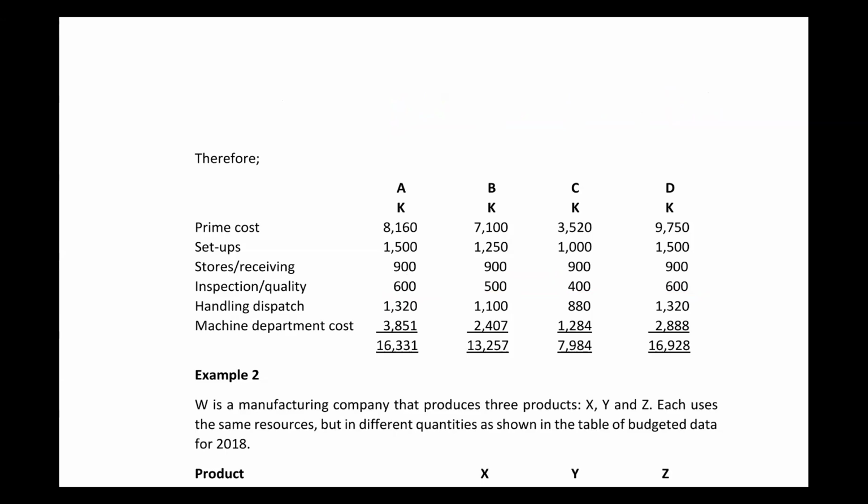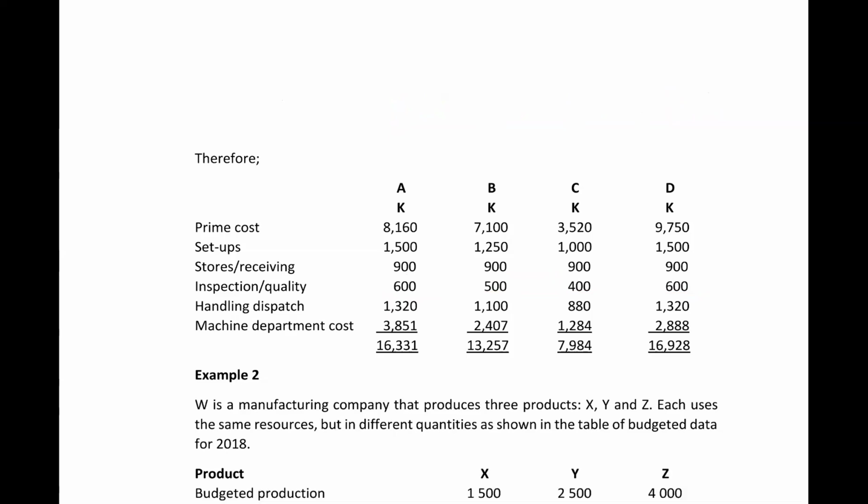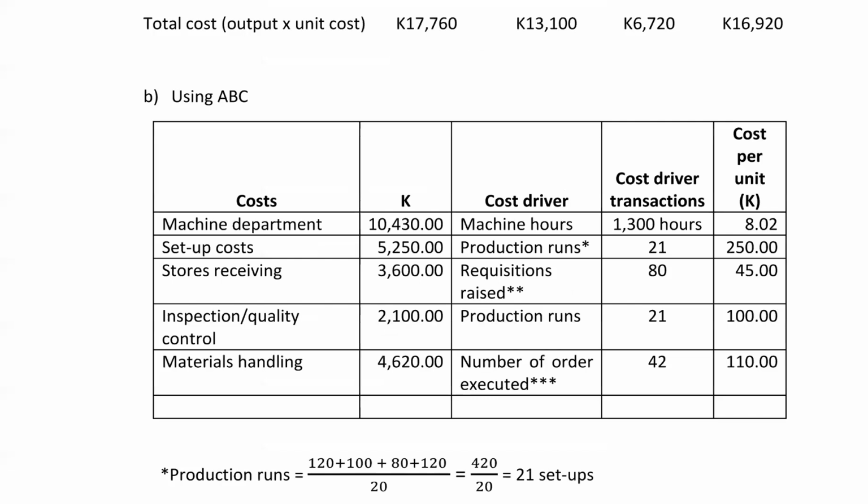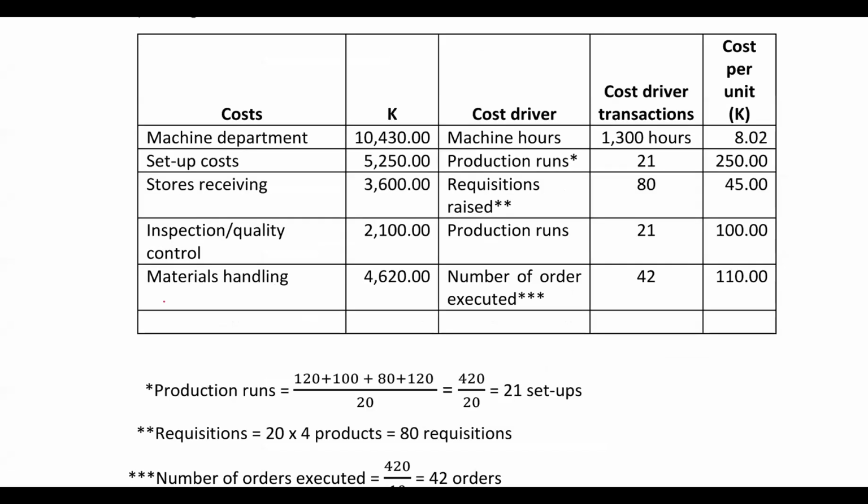Handling costs. Again, before we go to handling costs, we ask ourselves, what is the driver for the handling dispatch? The handling dispatch is based on the number of what? Orders executed. Now, when it comes to the number of orders, we know the total orders in the production process, there are 42, but we don't know for each product.